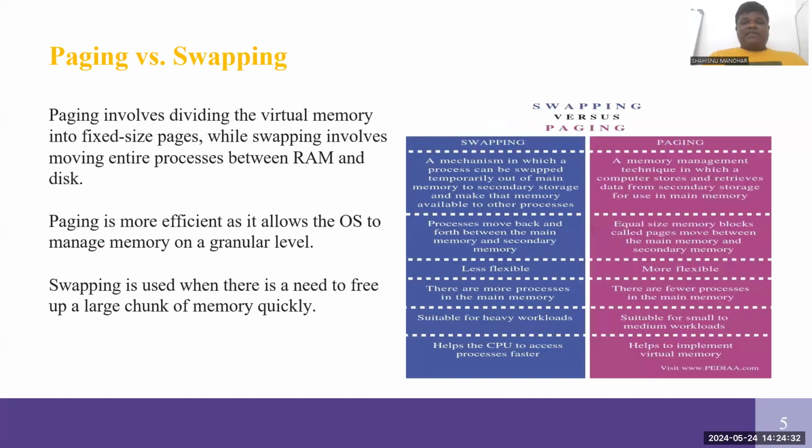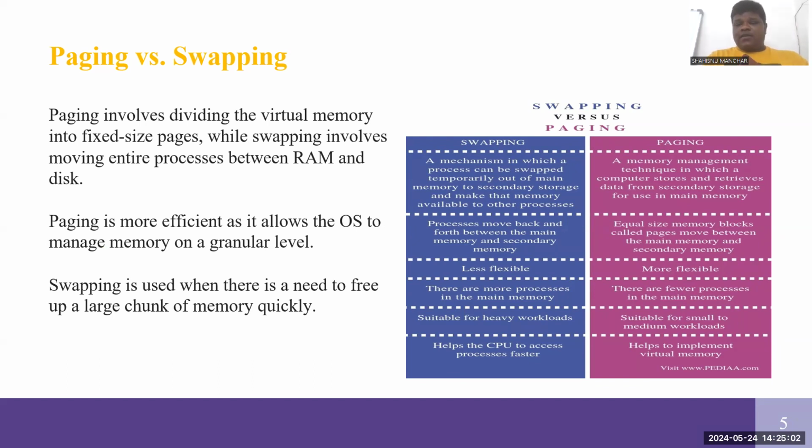Let's differentiate between paging and swapping. Paging involves dividing the virtual memory into fixed size pages, while swapping involves moving entire processes between RAM and disk. Paging is more efficient as it allows the operating system to manage memory on a granular level. Swapping is used when there is a need to free up a large chunk of memory quickly. Let's get on to the differentiation more deeply.